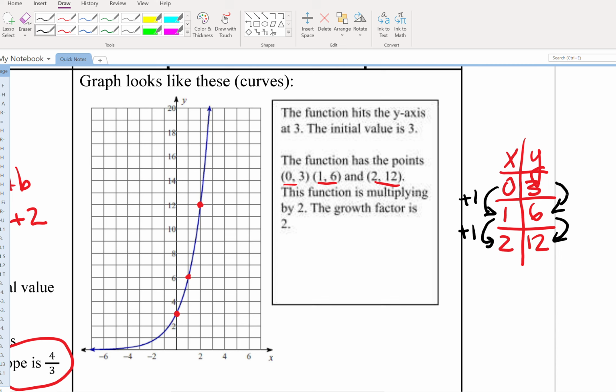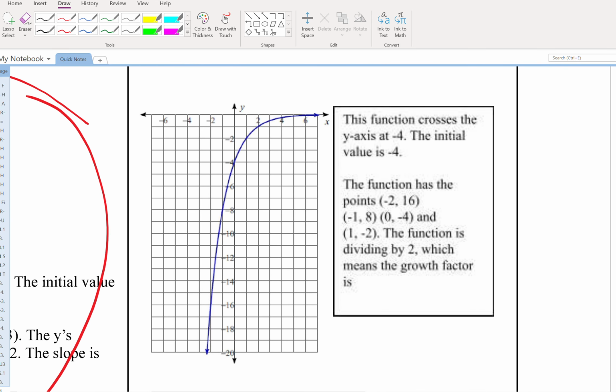And so the other thing that we might try then, to go from 3 to 6, that would be times 2. So if I multiply by 2 here, then as you see if that applies down here, is 6 times 2, 12. It is. And so the growth factor is 2. And that's what it says here. This function is multiplying by 2.